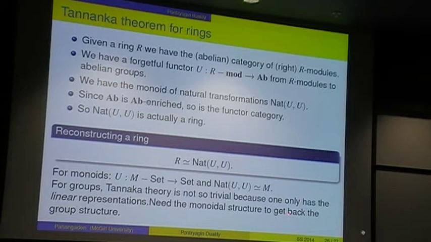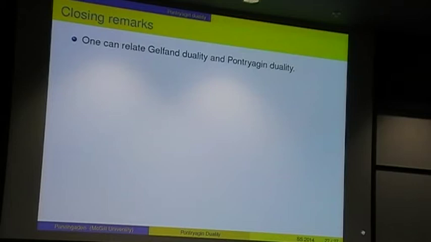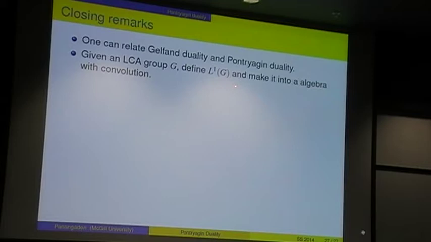So closing remarks, one can relate Gelfand duality and Pontryagin duality, because there is a kind of Gelfand view of what I've been saying, which I've hidden from you till now. If you take a locally compact abelian group, you can look at the integrable functions. We know we have a Haar measure on that group. We can define it for integration. We can define L1 of G in the usual way. And we can make it into an algebra by using the convolution operation. In fact, it's a commutative unital Banach algebra. So this is also called the group algebra of G.